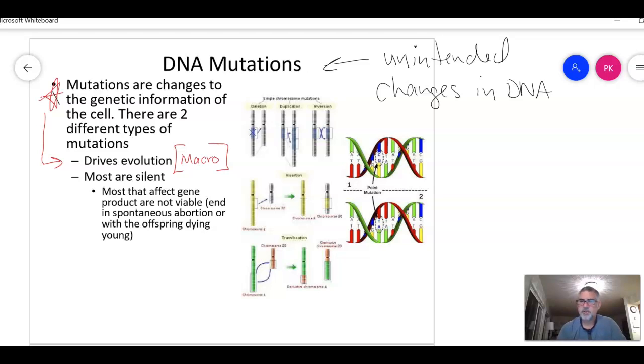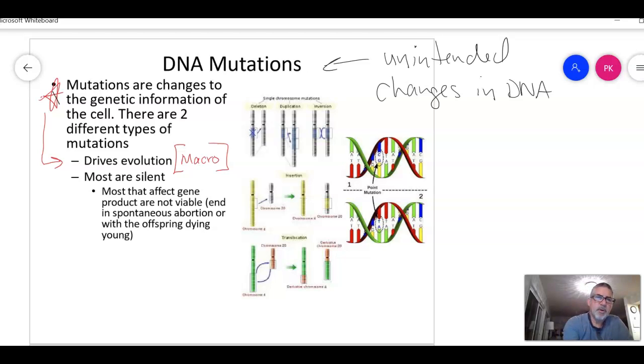So microevolution, we'll talk about evolution coming up, but evolution is simply the change in gene frequencies over time, right? The random fertilization and random assortment of chromosomes, that we'll talk about when we talk about meiosis, leads to microevolution, right? But macroevolution are these distinct changes in DNA.